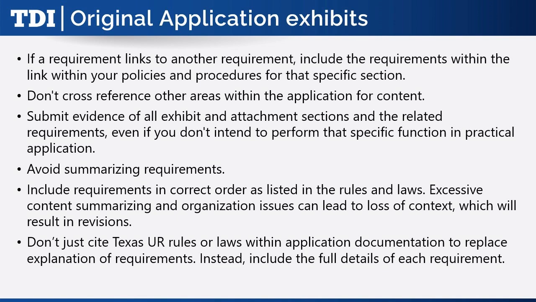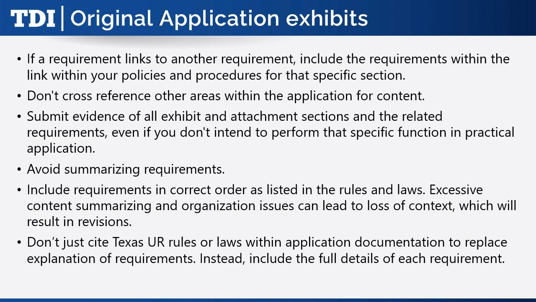Include all the requirements that are listed in the referenced links within each exhibit section in Policies and Procedures for that specific section. Do not cross-reference other areas within the application for content. For example, for Exhibit 1, Attachment B, Mental Health Process and Progress Notes, do not just include a statement that says, UR Plan. Instead, you must include a specific P&P section dedicated to Exhibit 1, Attachment B, and include the requirements in TIC Section 4201.203 in that section.